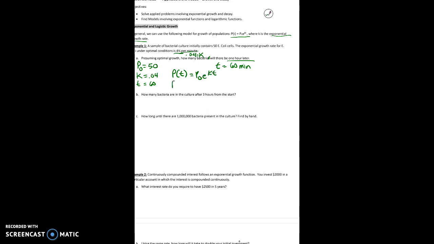So if our time is 60, we're going to do P of 60 equals our initial amount of bacteria, 50, e to the 0.04 times 60. So you can go ahead and just plug that into your calculator all at once, and when you do, you get 551.158. And when you get a decimal like this, especially with a story problem, you want to go back to see if it makes sense. The question is how many bacteria? And we can't have a decimal part of bacteria, so we're going to say it's 551 bacteria.